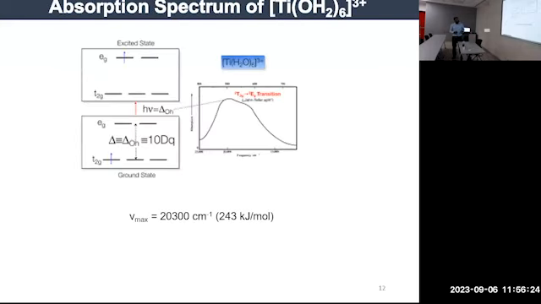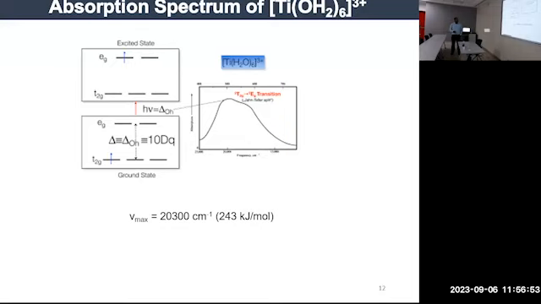Next, of course, how do you determine this delta value? For example, this is the titanium [Ti(H2O)6]3+ complex, and this is the UV spectrum. You have titanium 3+, d1. When you shine light, one electron is excited, and as a result you get the spectrum. And this value is 20,300 centimeters inverse. It is the delta value for the [Ti(H2O)6]3+ complex.